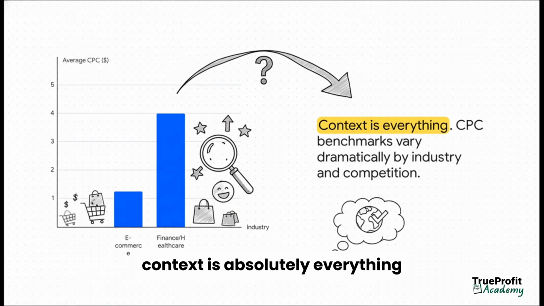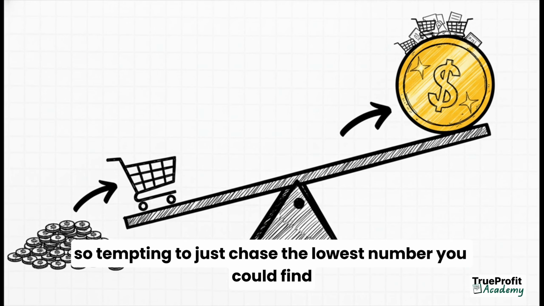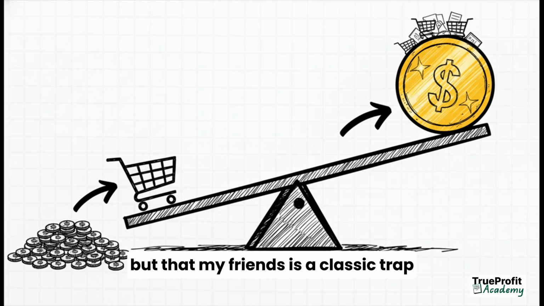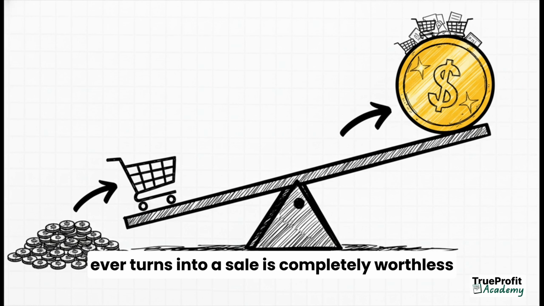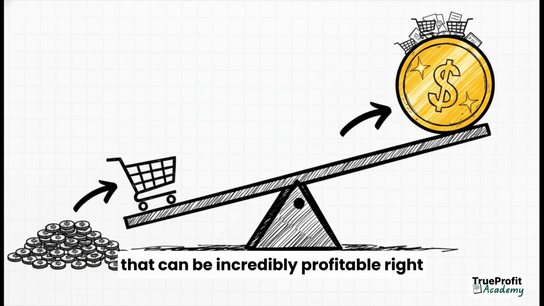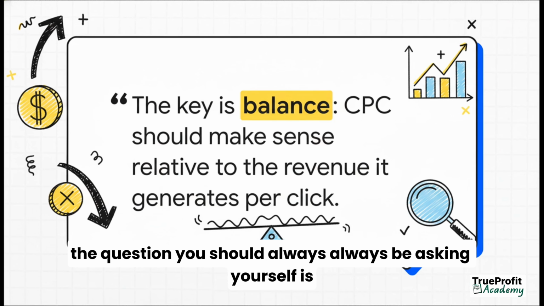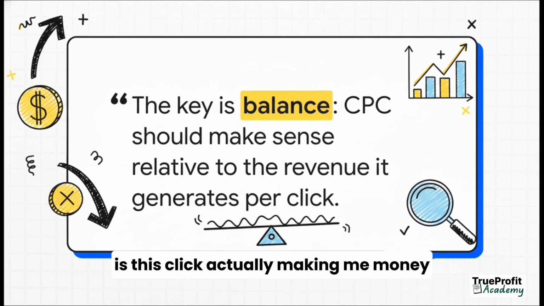Context is absolutely everything. It's so tempting to just chase the lowest number you could find. But that, my friends, is a classic trap. A super cheap click that never ever turns into a sale is completely worthless. On the flip side, a really expensive click that brings in a high-value customer can be incredibly profitable. Right, so here's the bottom line. The goal isn't just a low cost. The real goal is profitability. The question you should always be asking yourself is: is this click actually making me money?